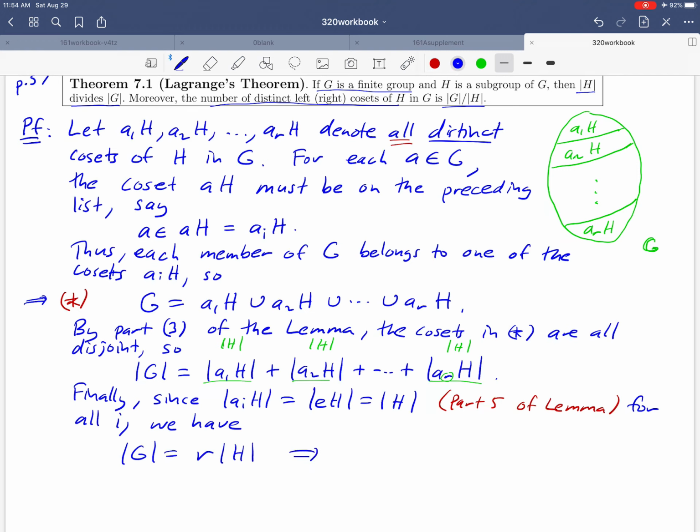But notice what that says. We have just demonstrated that the order of H is indeed a divisor of the order of G. The order of G is R times the order of H. And there it is. There is our proof. And we will see what fun we can have with this theorem later on.